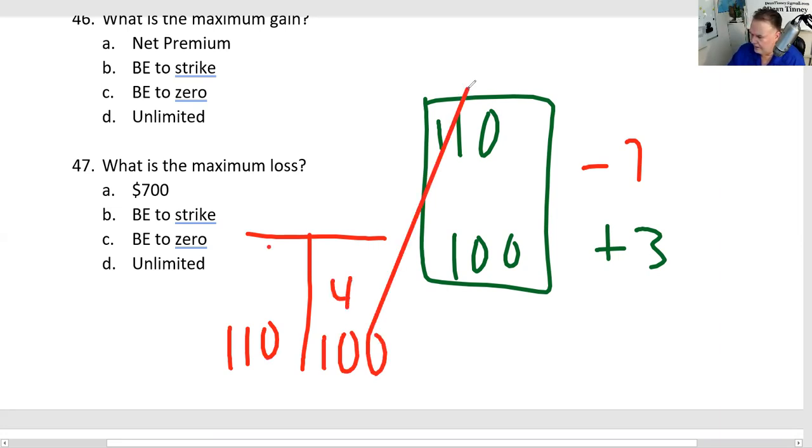But remember, I already have 3 in my account. So the most I'm going to lose... By the way, that's a heck of a lot better than a naked call, right? Because if I'd done the naked call, I would have all kinds of risk. And so a credit call spread is much, much smarter than a naked or uncovered call.